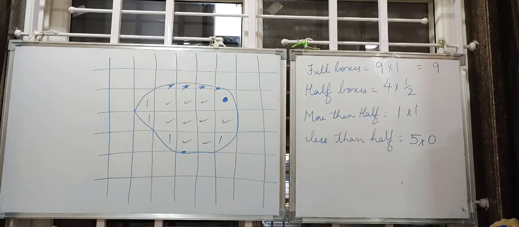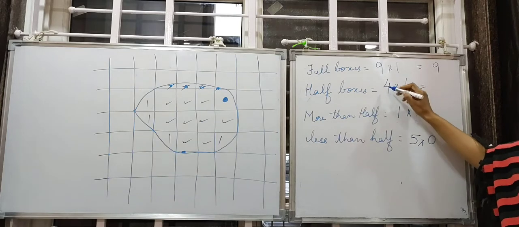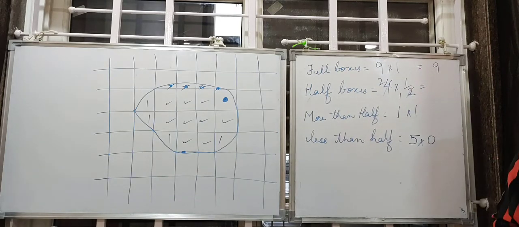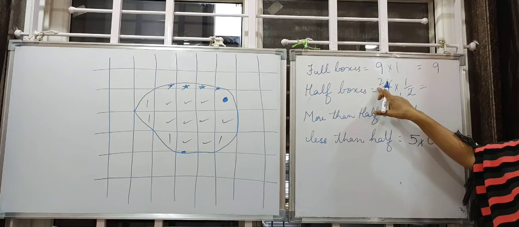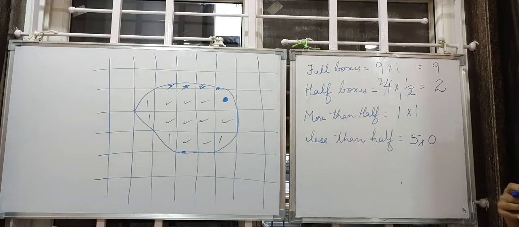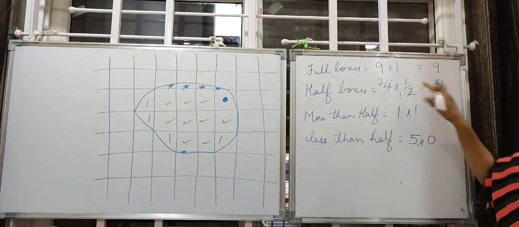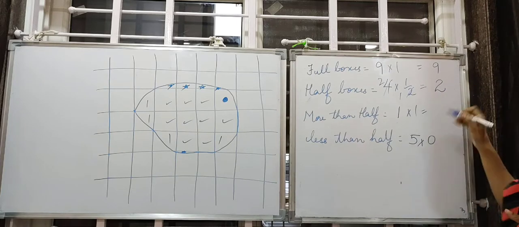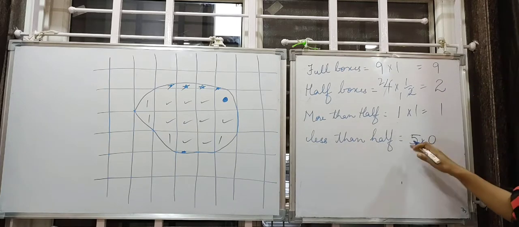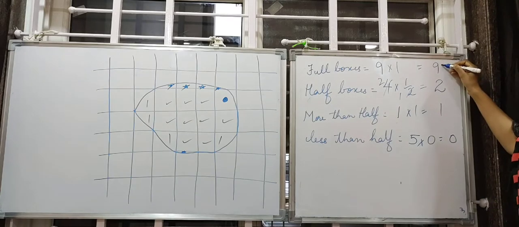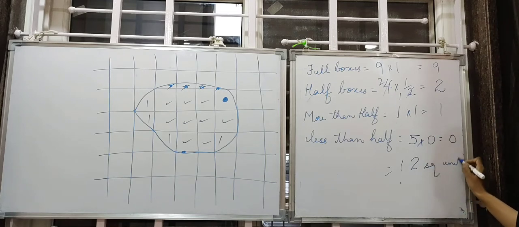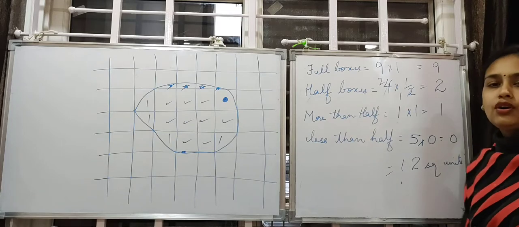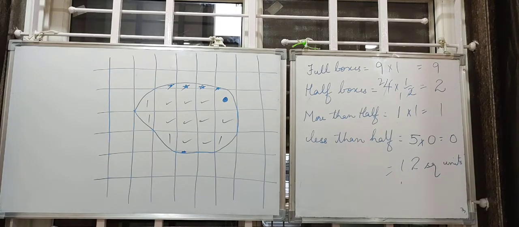9 ones are 9, means 9 complete boxes. Then half boxes. How many half boxes? 4 half boxes. So half becomes 1 and another half becomes 1, so in total 2 boxes. Either directly we can do it or multiply by half and then we get the answer. Then more than half also we consider 1, so 1 ones are 1. And this becomes 0. So what is the area? 9, 10, 11, 12. So the area of this figure is 12 square units. So children, this is how we find the area of such figures.